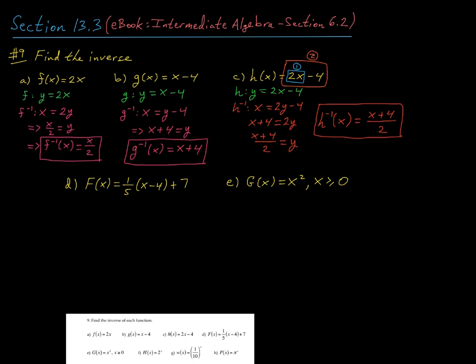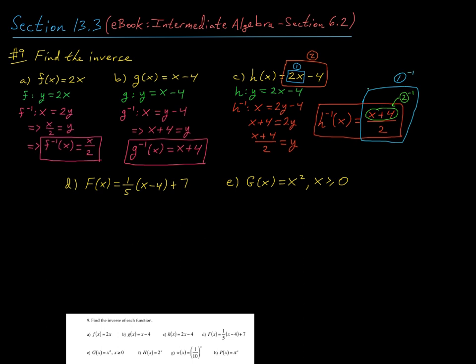So what's the opposite operation of subtracting 4? Oh, it's adding 4. So notice here what the inverse does is it adds 4 first. So we're going to do that part first, and then what are we going to do? We're going to divide all of that by 2. This would be, well, the opposite of multiplying by 2.